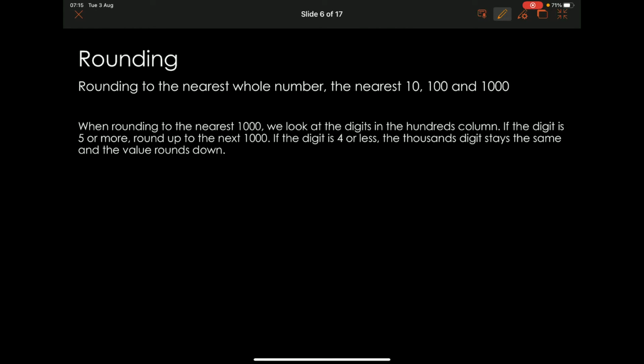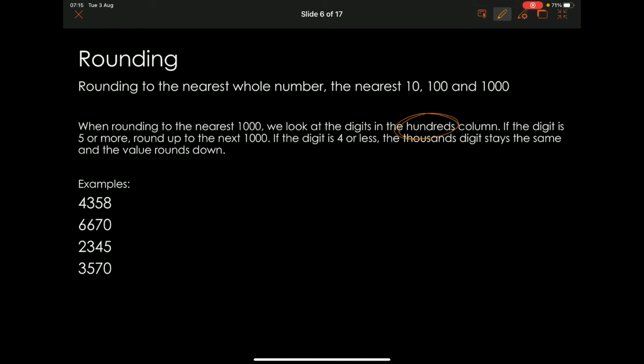When rounding to the nearest 1,000, we look at the hundreds column. Again, it's just the one to the right. If the digit is 5 or more, we round up to the next 1,000. If the digit is 4 or less, the thousands digit stays the same, or the value rounds down. Here are 4 examples. Why don't you pause the video, have a go, and see how you get on.